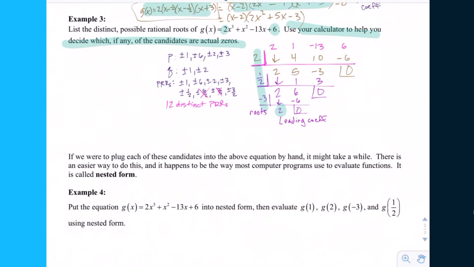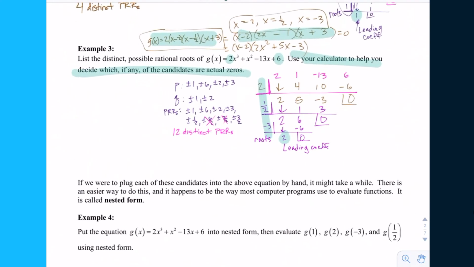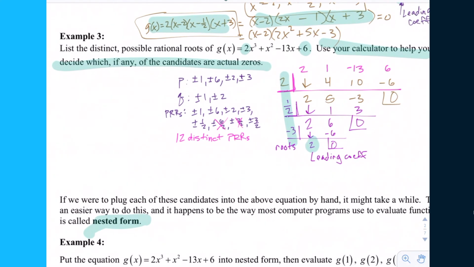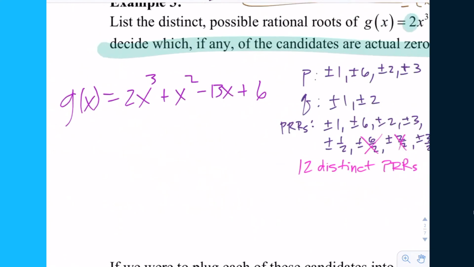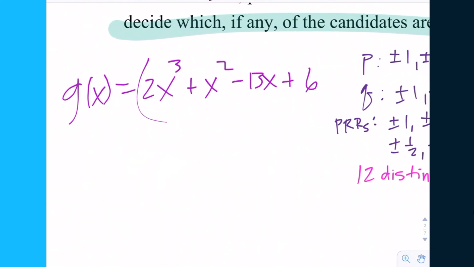All right. So what we're going to do tomorrow, I'm going to show you where the synthetic division comes from. I don't know if we have time today, but there's something called nested form. Actually, I think we do. We have 2 minutes. Let's take this polynomial real quick, because it's not going to take long. G of x equals 2x cubed plus x squared minus 13x plus 6. The way you get nested form is by grouping these together right here, the ones that have the x in it, and you factor out an x on the right-hand side.